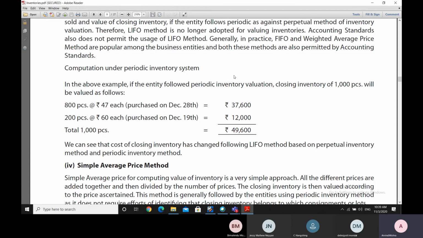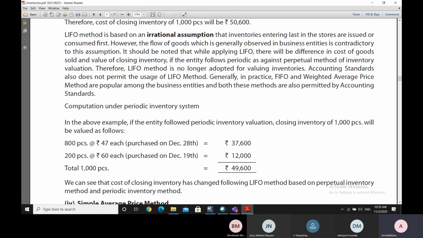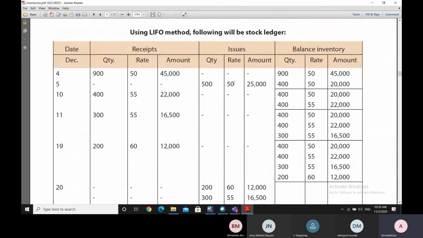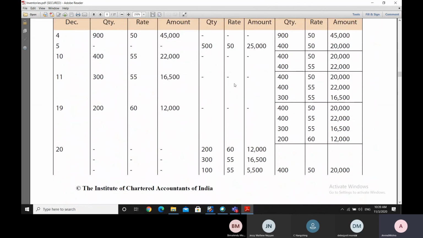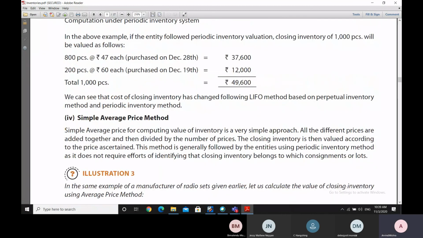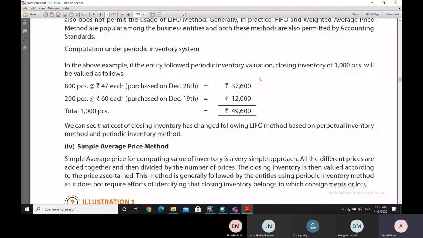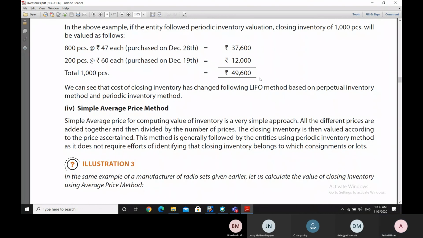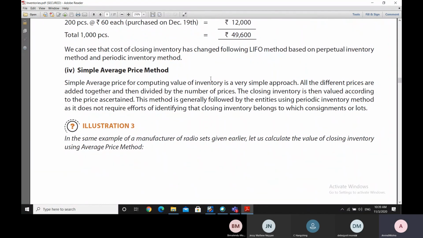Because here what we have done is that when we followed the perpetual inventory system, we are just writing out the inventory here, and this LIFO method is being written on the perpetual inventory system here. The perpetual inventory system is giving us a figure of 50,600, although the periodic inventory system is giving us a figure of 49,600 for the inventory. Therefore, under the LIFO system, the periodic and the perpetual system will give different figures, and that is also the reason why this system is being rejected and not being recommended by the accounting standards.